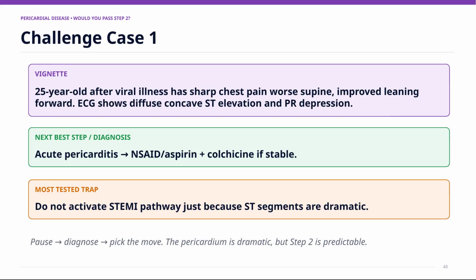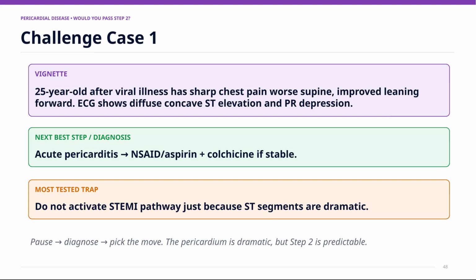Chapter 7. Challenge Cases. Short vignettes, fast recognition, pure Step 2 reflexes. Let's see if you'd pass. Case 1. A 25-year-old, recently over a viral illness, has sharp chest pain, worse lying down, better leaning forward. ECG shows diffuse concave ST elevation with PR depression.